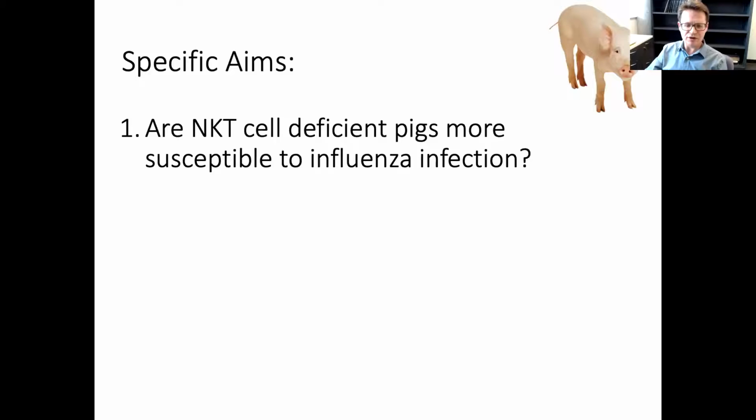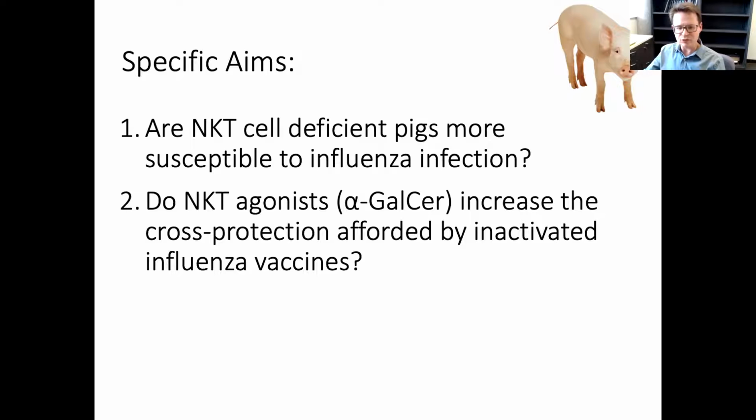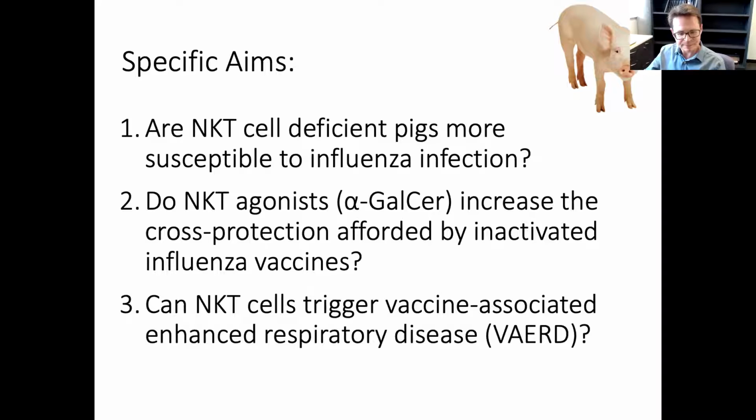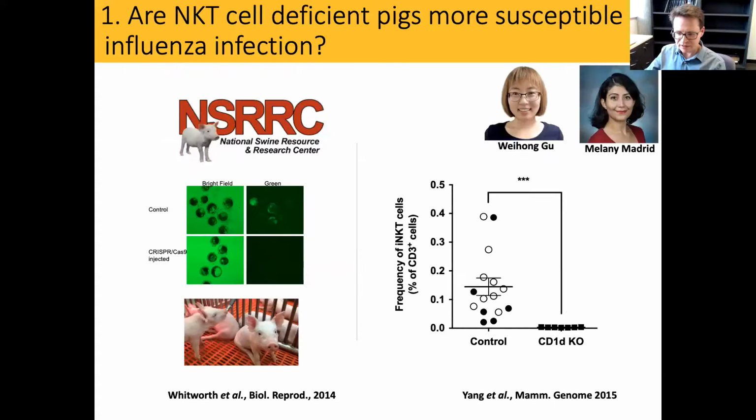We wanted to know, are NKT cell knockout pigs more susceptible to influenza infection like we see in mice? We also wanted to know, could we use an NKT cell agonist, like that alpha-galactosylceramide molecule I mentioned to you, to increase the efficacy of an inactivated killed influenza vaccine, like the regular flu jab we get, which is not that good at providing protection against viruses that are not in the vaccine? And we wanted to find out whether NKT cells are involved in a very dangerous pathology called vaccine-associated enhanced respiratory disease.